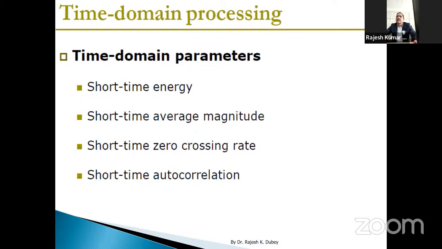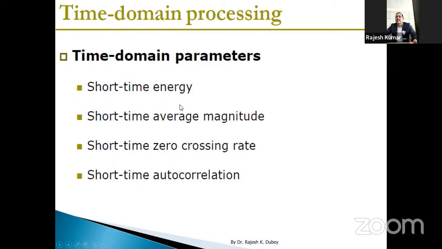That's why we'll calculate short time energy, not for the entire signal, but only for the voiced section. Or first we'll decide which section is voiced, and then calculate the short time energy. That's why the name short time: short time average magnitude, short time zero crossing rate, short time autocorrelation.